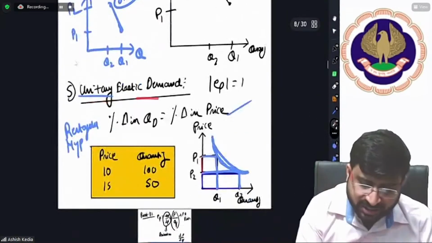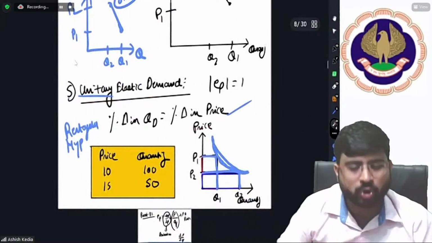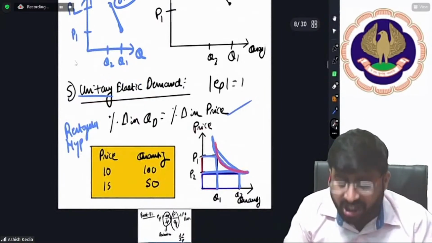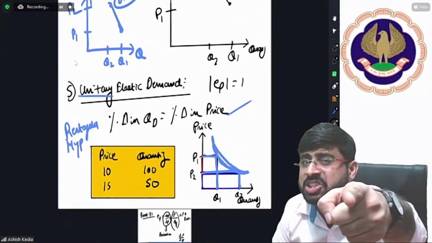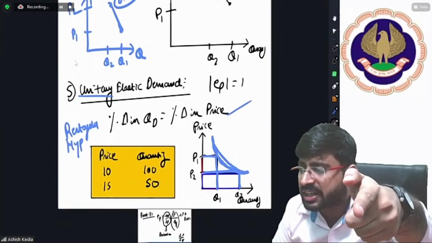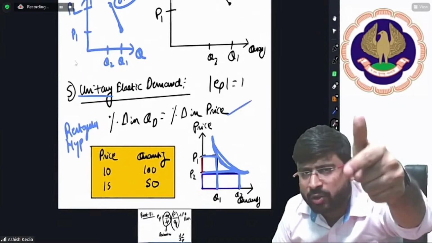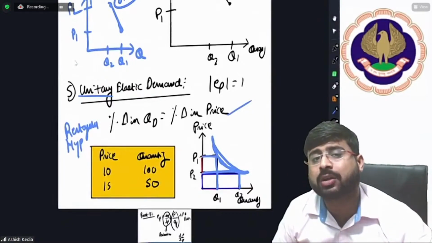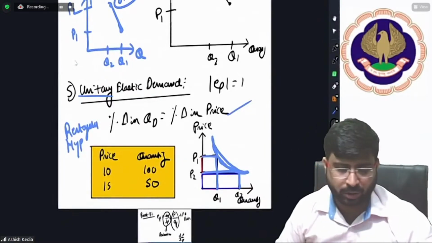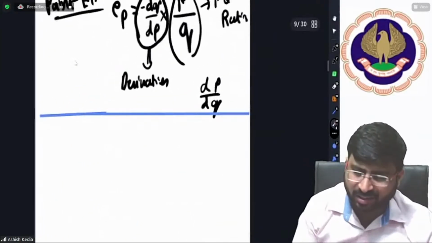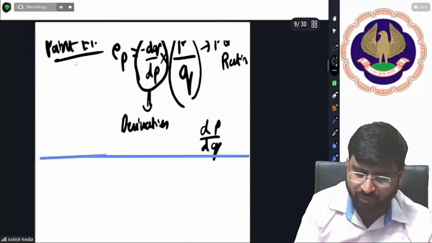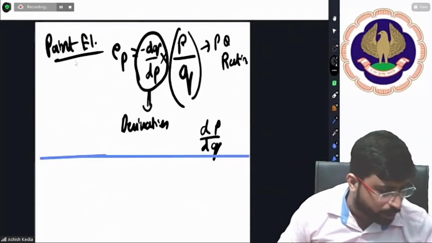And in unitary elastic, percentage change in quantity equals percentage change in price. Here the shape is called rectangular hyperbola. In unitary elastic demand, the shape is called what? Rectangular hyperbola. Sir, we got it, sir. So let's continue. We were discussing point elasticity method, which is just this formula. Nothing else. Don't panic over it.